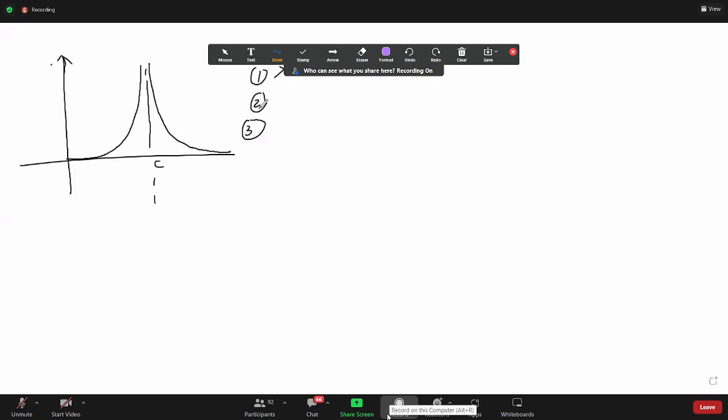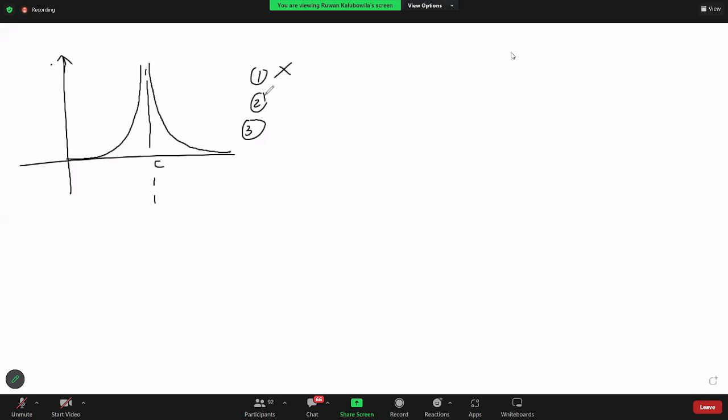Then the second one: whether the limit exists or not when x approaches c. Yes, it exists, plus infinity. Yes, there's a limit, but it is positive infinity, right? So the second one is true. Then we know that the first one is false, which means this is not continuous at point c, so the statement is also false, right?